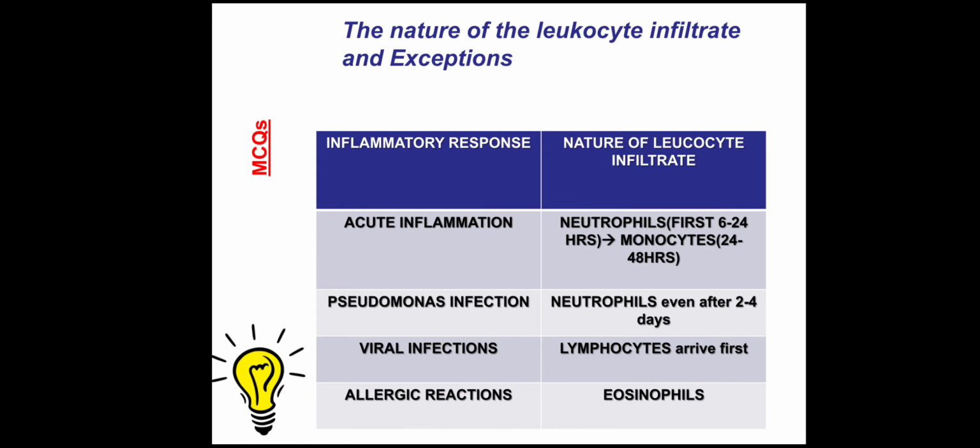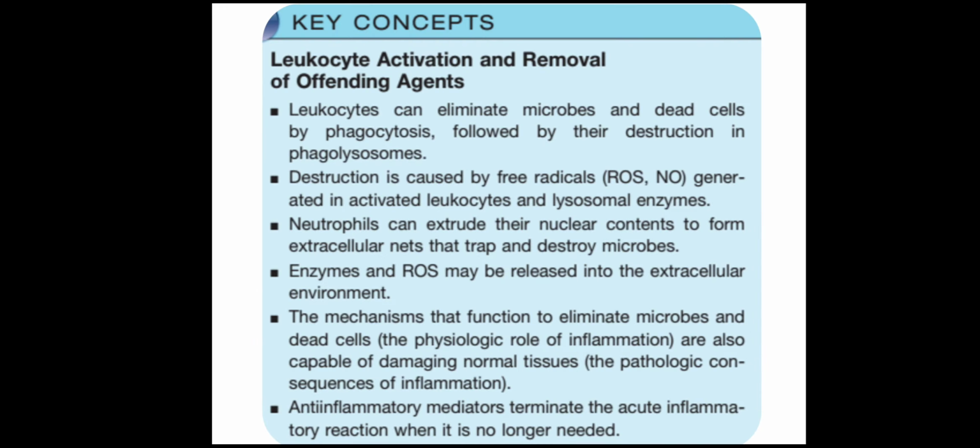So lastly, there are certain points which are helpful for the MCQs. In different inflammatory responses, the nature of leukocyte infiltrate varies a little bit. In acute inflammation, first of all neutrophils come in the first 6 to 24 hours, followed by monocytes. In Pseudomonas infection, the neutrophils will remain there even after 2 to 4 days. In viral infections, the lymphocytes arrive first, and in allergic reactions, eosinophils are the important WBCs in the infiltrate. So lastly, the key concepts from Robbins.